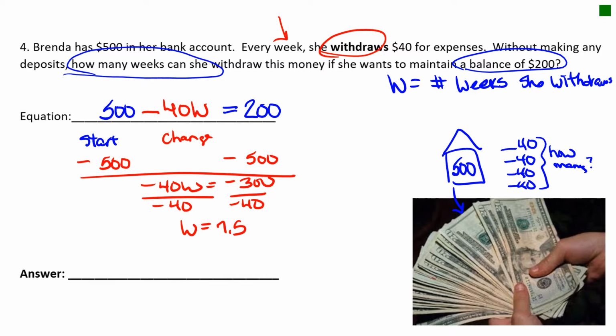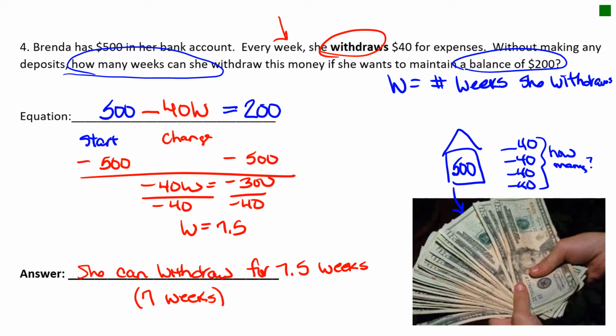Okay? So she can withdraw for 7.5 weeks. Now, here's the deal. Is she going to do it for that half a week? No. So what's she really going to do? She's really going to only do it for 7 weeks, right?